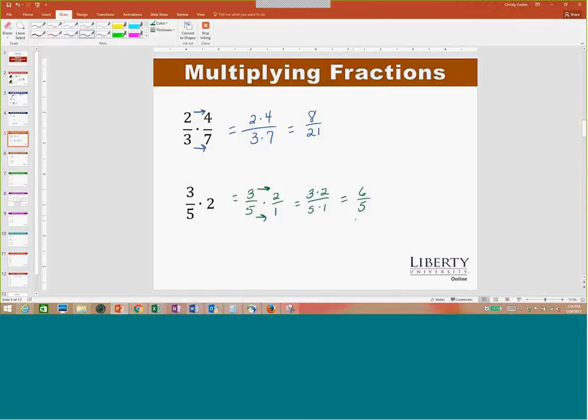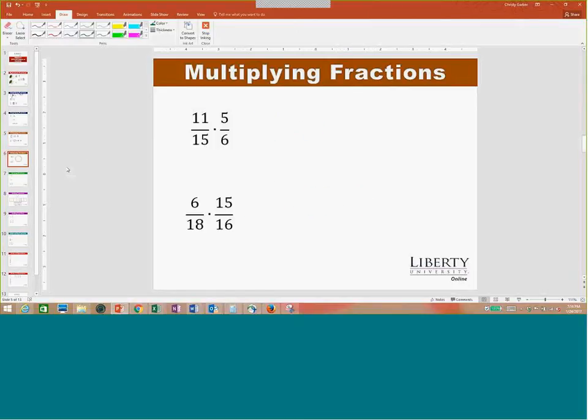Don't feel the need, when you end up with an improper fraction as a solution, to change that into a mixed number. In fact, in algebra, we prefer to have your answer left as an improper fraction. So you won't want to change this into 1 1/5. You'll want to leave it as 6/5. An improper fraction is just fine when you're working in algebra. So no need to change that to a mixed number.